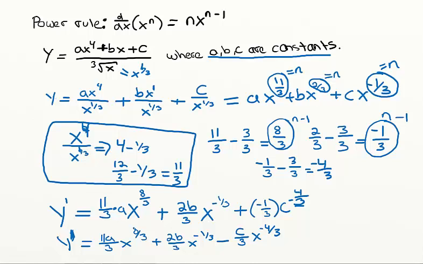Now it might depend on your professor whether they want you to take the negative exponents and write them in the denominator, so you'll want to double check with them to see if it's okay to leave those negative exponents up there, and if it's not, we could just write those in the denominator. So that's our derivative.